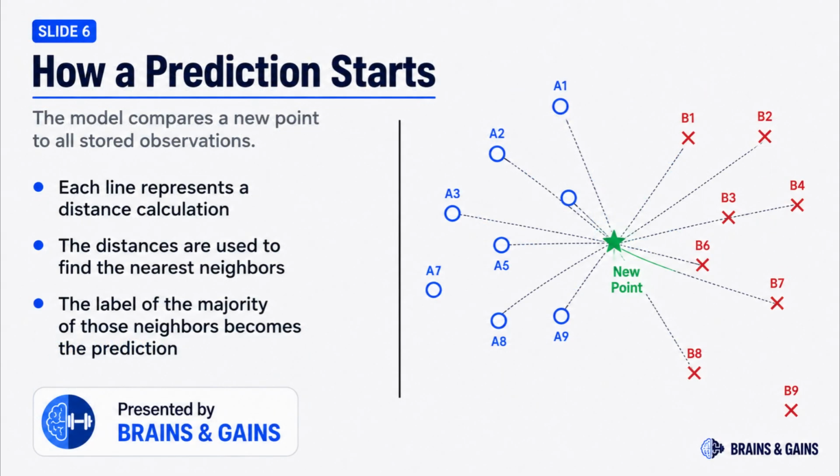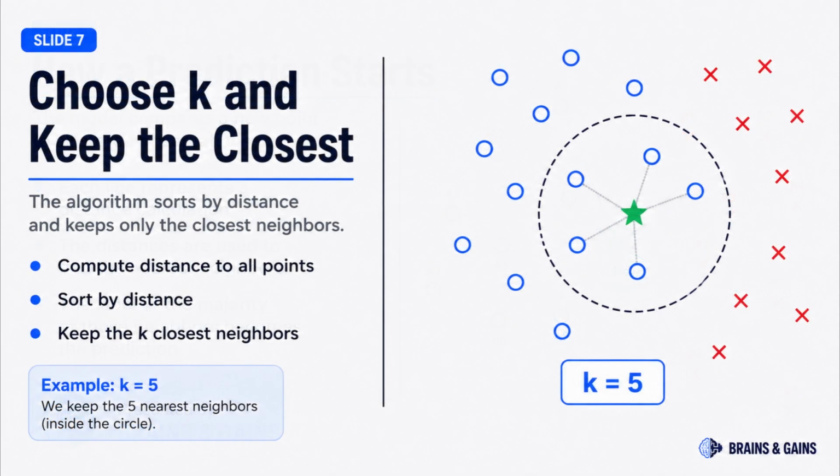A prediction begins by comparing the new point with the stored training observations. The algorithm calculates a distance from the new point to each example in the dataset. Next, we choose k, the number of neighbors to use. If k equals 5, KNN sorts the distances and keeps only the 5 closest observations.